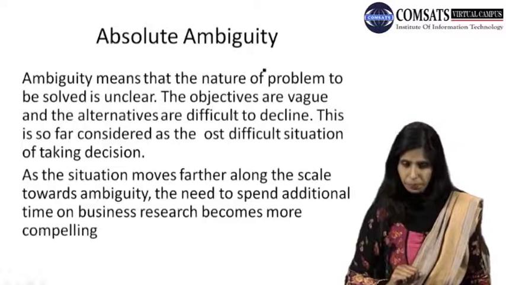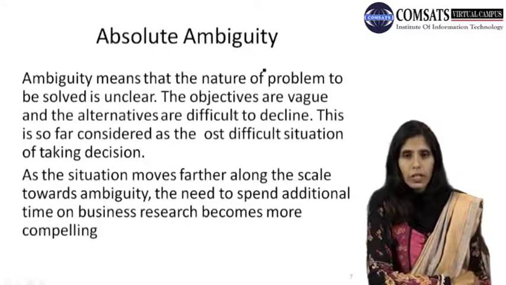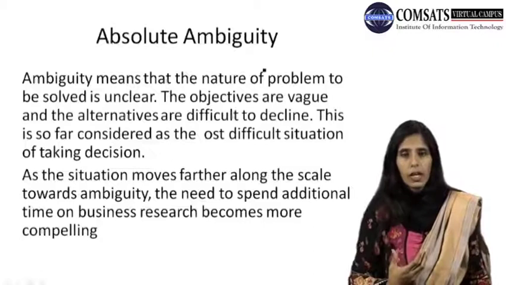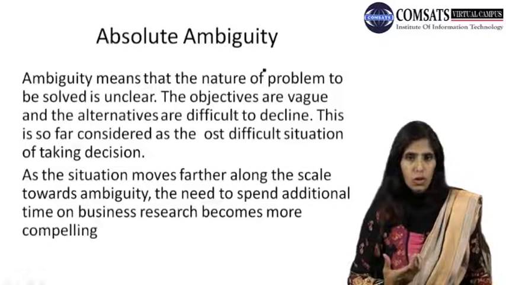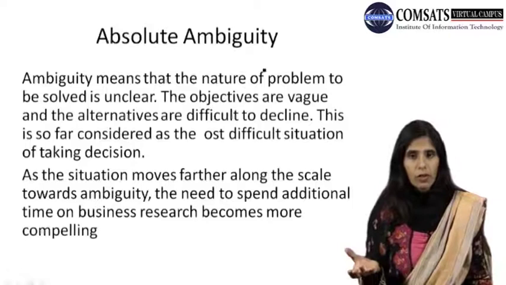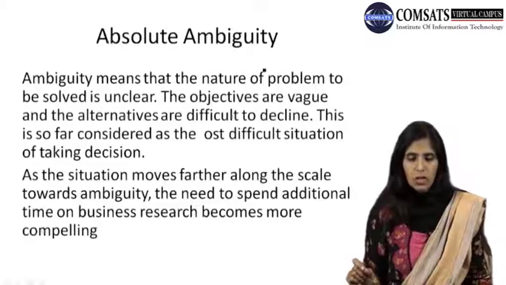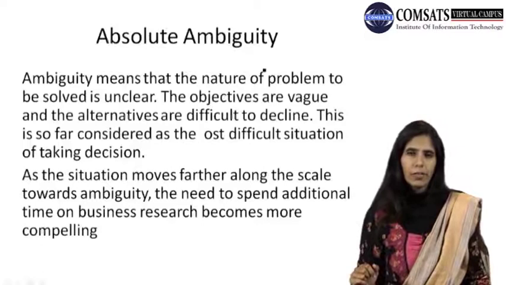So in that case, absolute ambiguity arises. The objectives are vague and the alternatives are difficult to define. In that situation, we can hardly define our problem at first, and secondly, we cannot identify which alternatives we will be looking at for the solution. We have not measured them, we have not pinpointed them as such. So this is considered the most difficult situation for taking a decision. In this kind of situation, we hardly face positive results, and it is a difficult situation to answer.